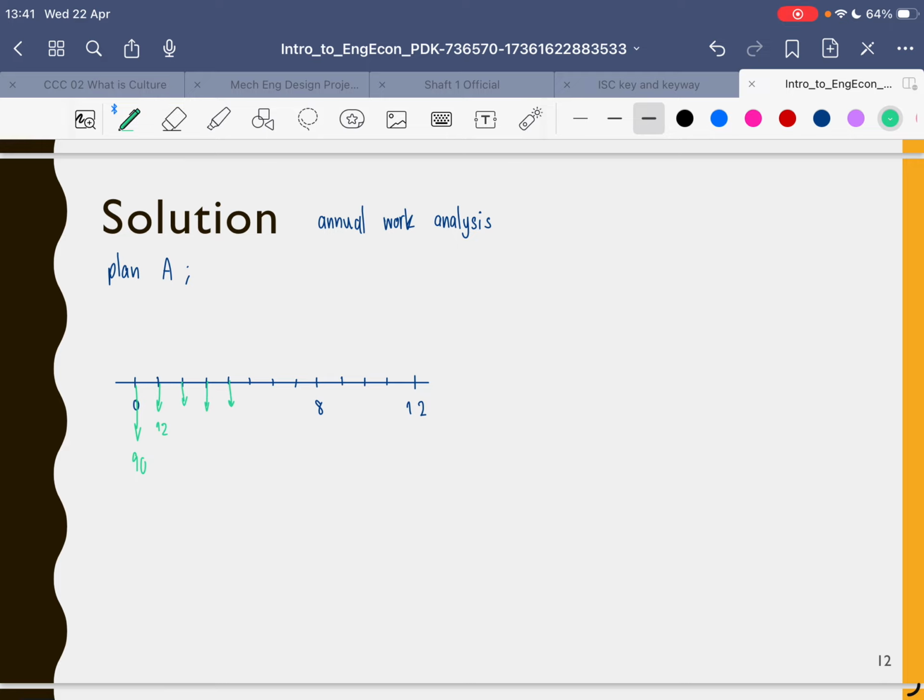And the pad has a first cost of 28K, an annual operating cost of 0.3K, and a salvage value of 2K. Oh, sorry, but the pad is until year 12, and the salvage value is 2K. It's something like this.